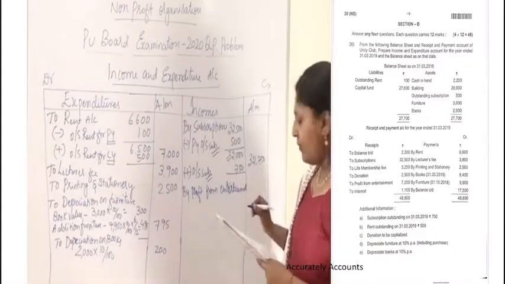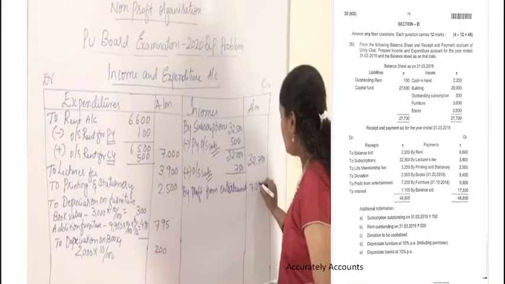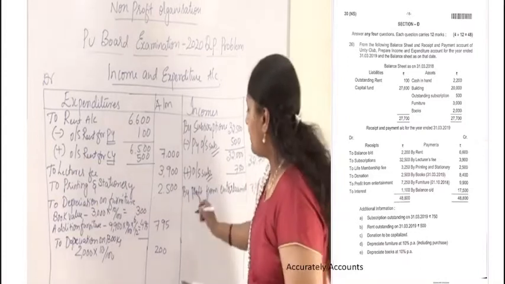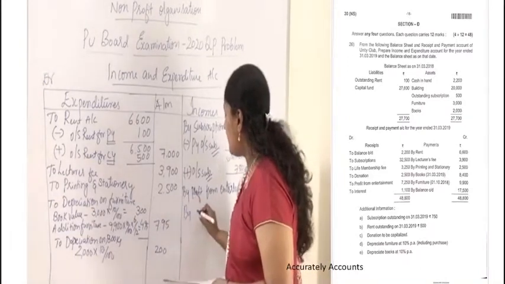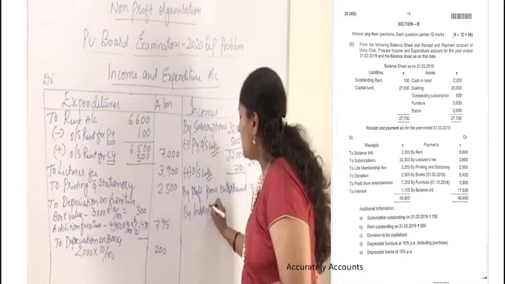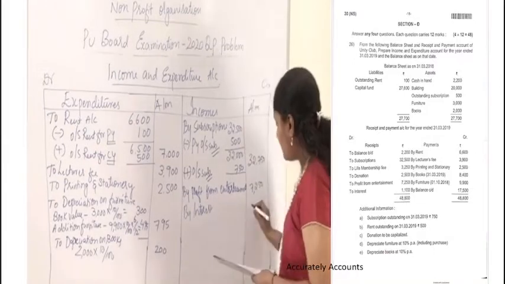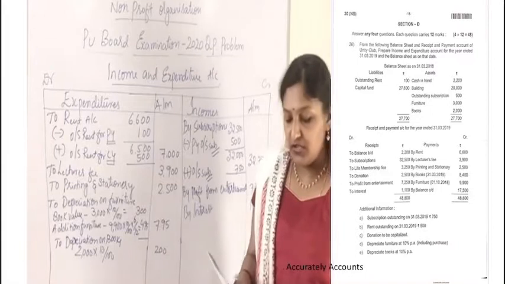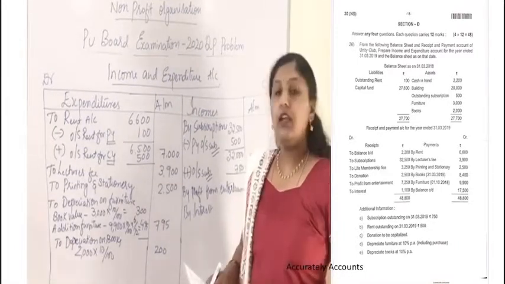And the value is 7,250. And we have interest. So even interest, here it is interest received, so we need to treat it below the incomes. The value of interest is 1,100. So only so much we have to treat in the income and expenditure account.